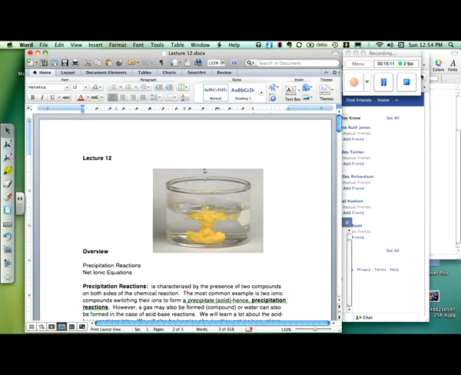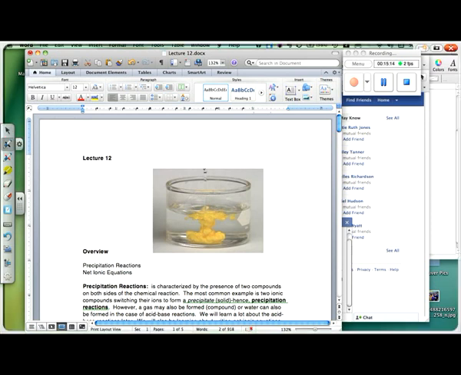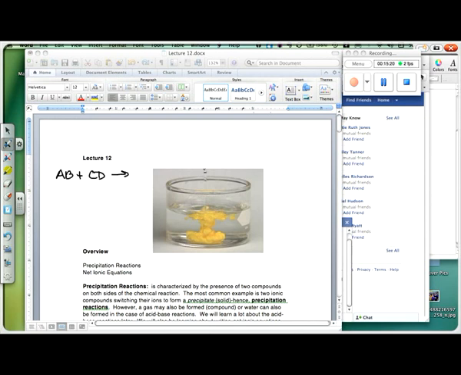Of course I've lost the ink here, but remember that we said AB plus CD goes to possible new products AD and CB. Those are our two possible new products. One of these, obviously, is not soluble. So you would check the solubility rules to see which one was your solid. The other one will stay aqueous, and you certainly can check that on the solubility rules as well.